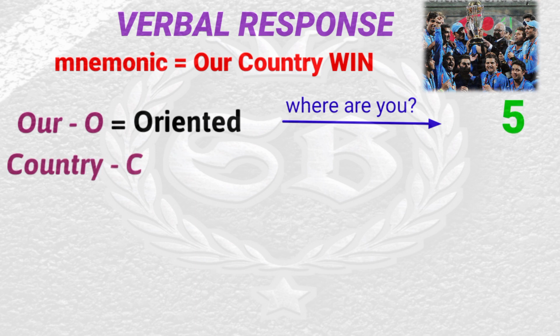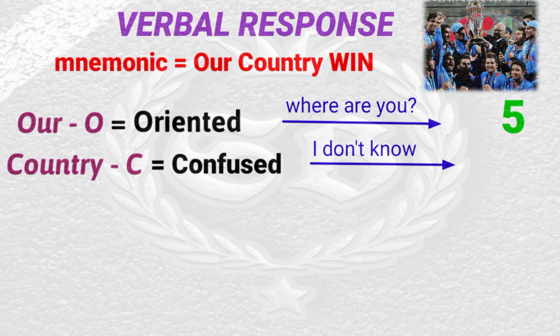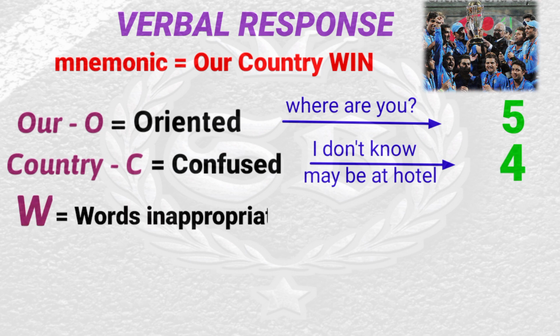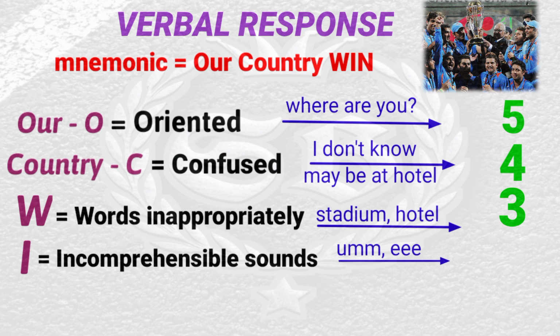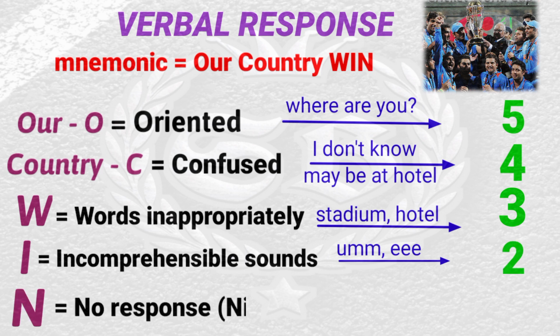C in country stands for confused. If the patient replies I don't know or says something like maybe at a hotel, stadium, then the verbal score is 4. W stands for words inappropriately used, like he or she says stadium or hotel, then verbal score is 3. I stands for incomprehensible sounds, like he or she makes some sounds like e, then verbal score is 2. N stands for no response, so verbal score is 1.